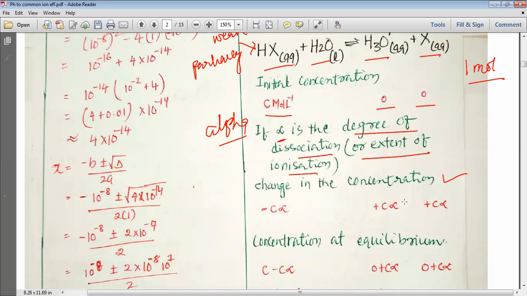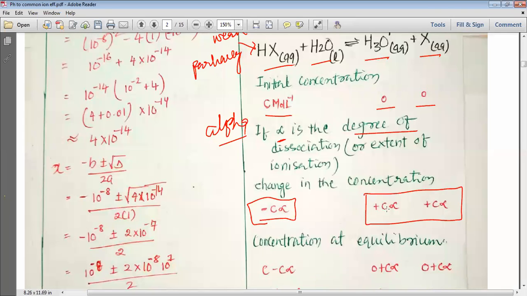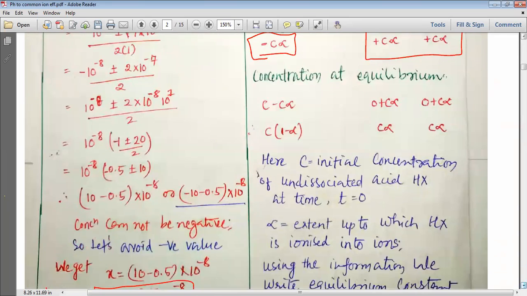So this is how we understand, my dear student, that the change takes place. You can see that the reactants have a change which is negative because their concentration decreases, but the products will have a change which is positive because concentration increases. So now at equilibrium, my dear students, what is the total concentration?